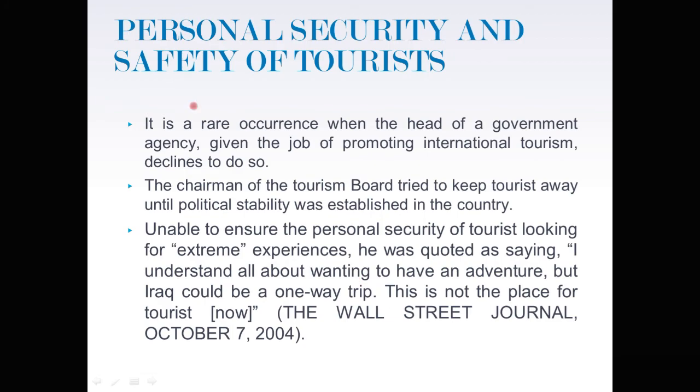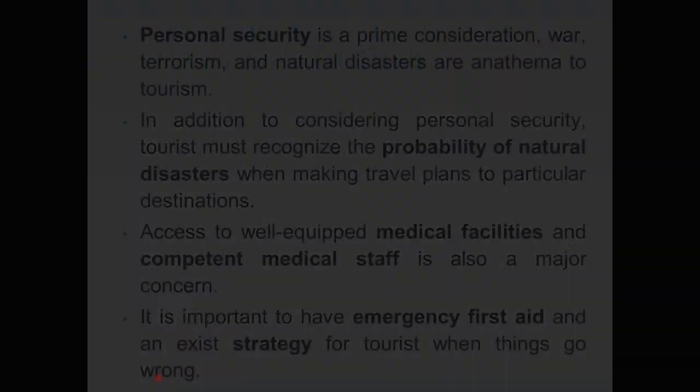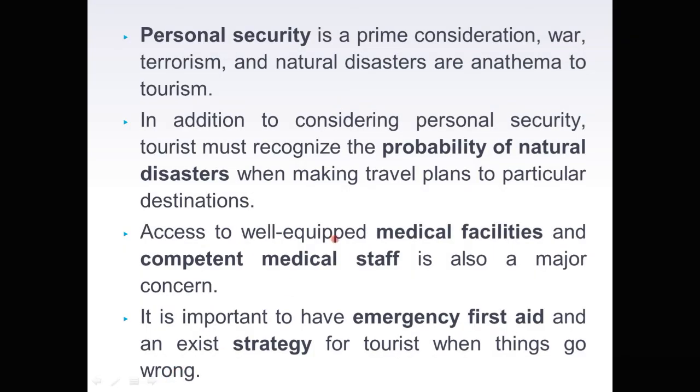Okay, so let's go to the next slide. So, personal security is the prime consideration. War, terrorism, and natural disasters are anathema to tourism. So, this says that these are the threats, the things that can happen that are not good for a country or a location. We should give more importance to them because you must also consider the probability of natural disasters when you travel.